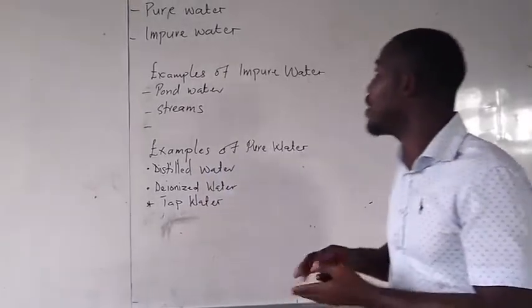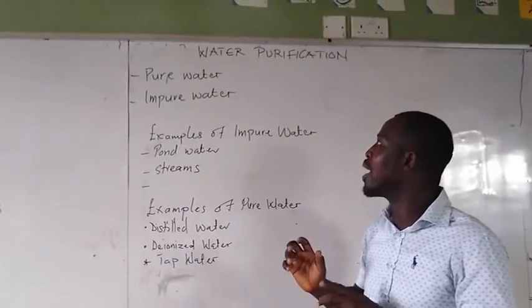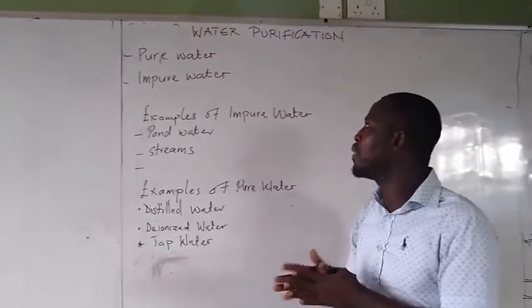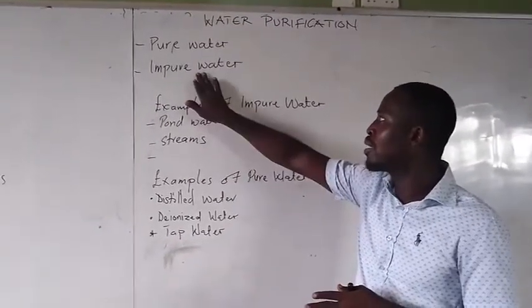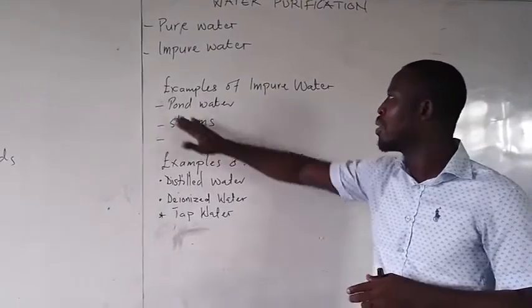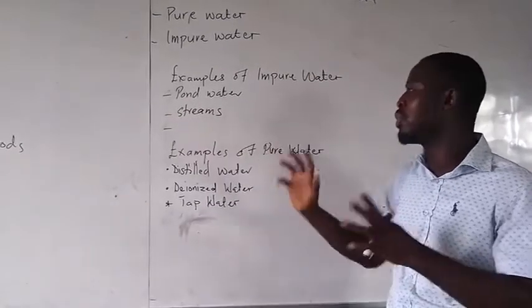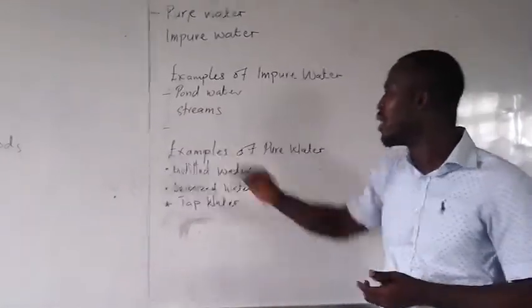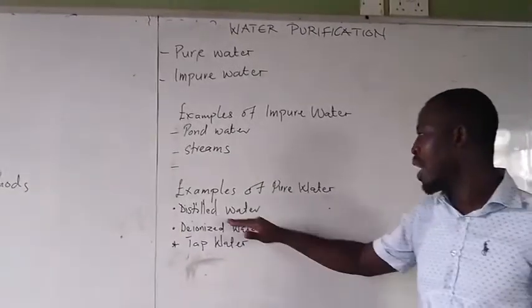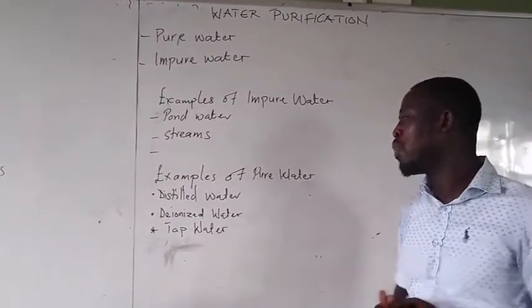So, summarizing what we have done today, we have said that pure water is water that has no impurities. On the other hand, impure water has impurities. Examples of impure water: we have water from the pond, water from streams, rivers, and so on. And then examples of pure water are distilled water, deionized water, and then water from the tap.